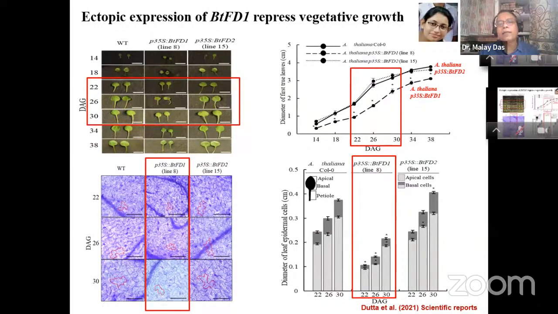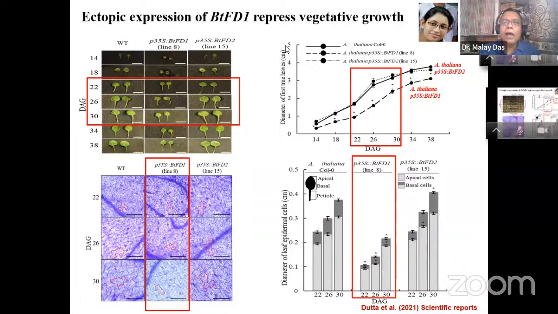But from the transgenic analysis, we could get the clue again that indeed with FD1, the flowering time could be accelerated to some extent. So again, it proves that BT-FD1 is involved in flowering while BT-FD2 is not.